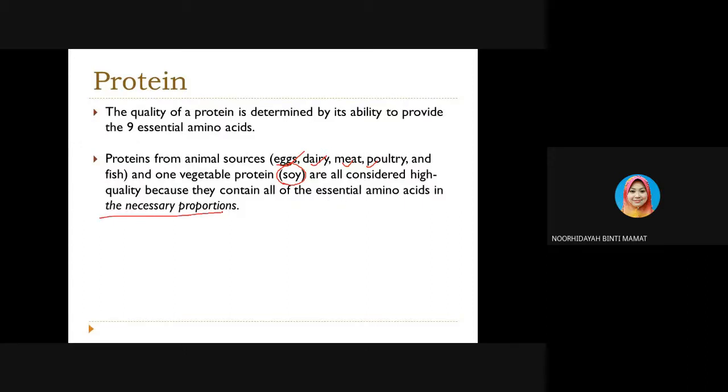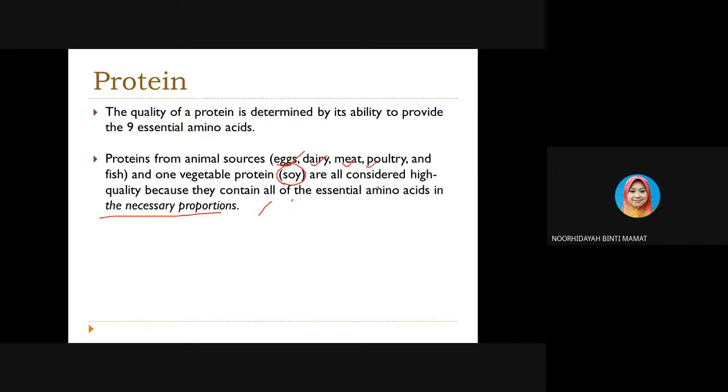For other examples, we have nuts, seeds, peas, or beans, and normally we eat whole grain. All of those are excellent sources of protein, but they only form a complete protein when they are consumed together. Each on its own is lacking a few of the essential amino acids. That is why we have to have a complete intake of protein. We cannot depend on one source of protein only.